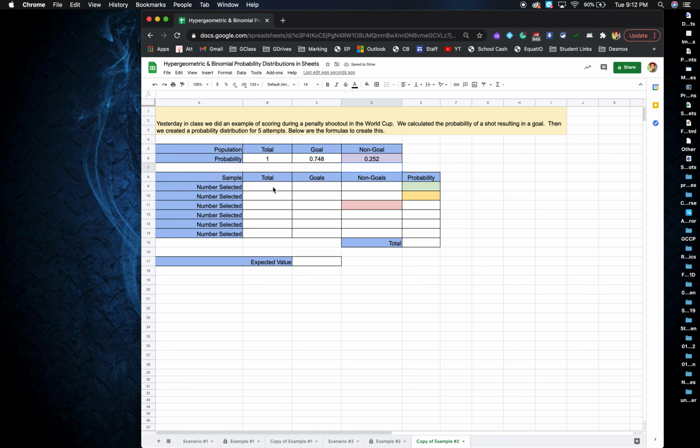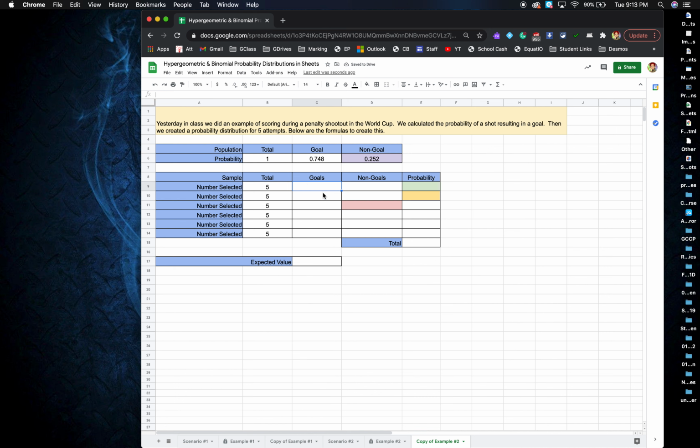Okay, then underneath I'm going to look at how many total shots I'm taking. Well, I'm shooting 5 shots in a shootout. Again, just like we did in example 1, I want everything under that to just be the exact same thing, so I'm just going to do equals. That way, if now I'm taking 10 shots, everything changes to 10, and that's nice. It's all automatically going to change.